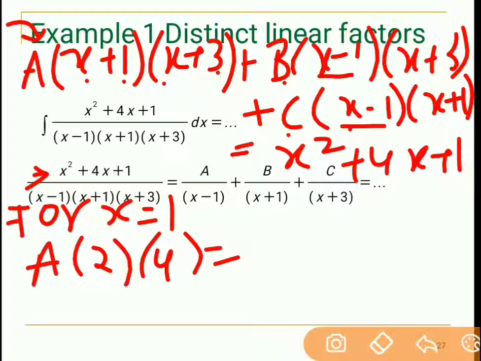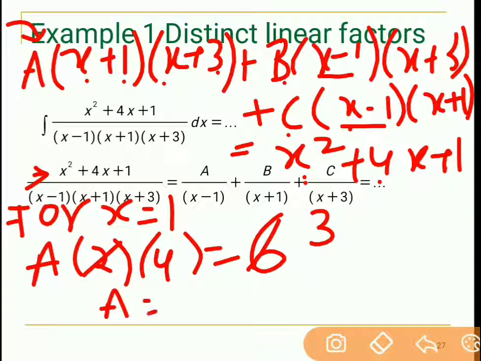And on the right hand side, you have x equal to 1. So 1 square is 1, 1 plus 4 plus 1, that is equal to 6. So finally you will get 2 into 4 into A equals 6, 2 threes are 6, and A will be equal to 3 by 4. Once A is equal to 3 by 4, now we need to select the value of x in such a way that the coefficient of A is 0 and the coefficient of C is 0.